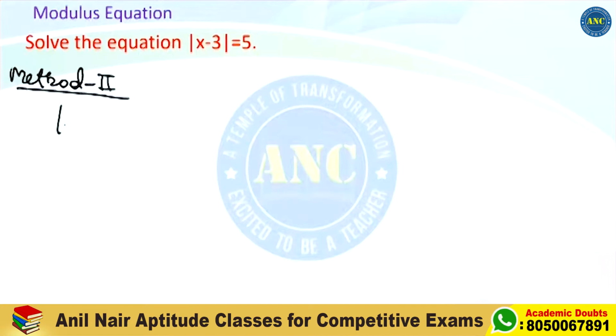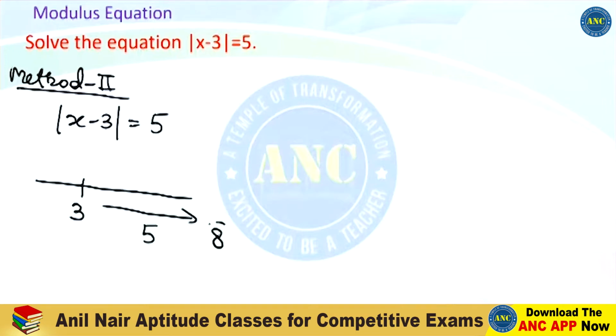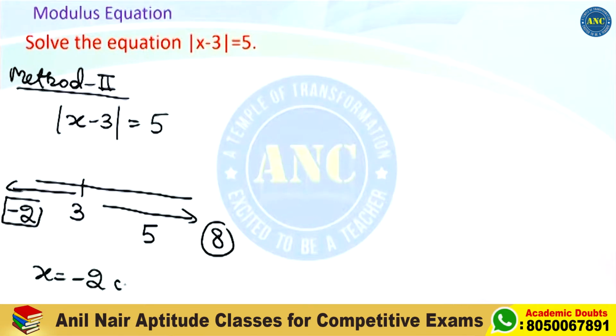Mod x minus 3 equivalent to 5. X is there at the critical point 3. It travels 5 units to the right hand side. 3 plus 5 is 8. It travels 5 units to the left hand side. 5 units to the left hand side of 3 is nothing but minus 2. So the answer is x equivalent to minus 2 or 8.